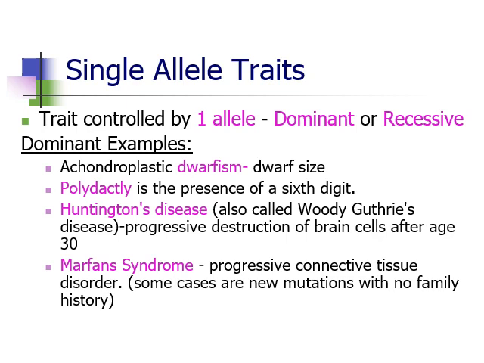And then Marfan syndrome. This is a progressive connective tissue disorder. So over time, people's connective tissue starts to break down. And in some cases, this can actually be new mutations with no family history.